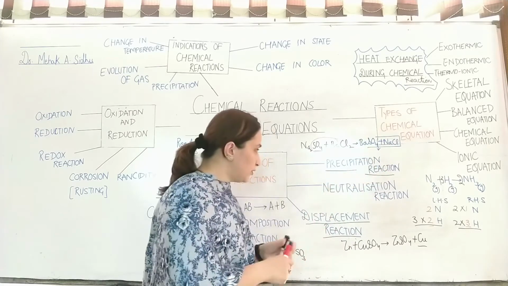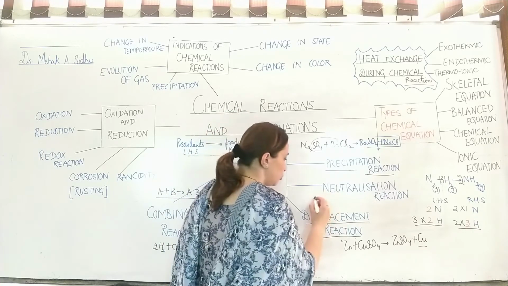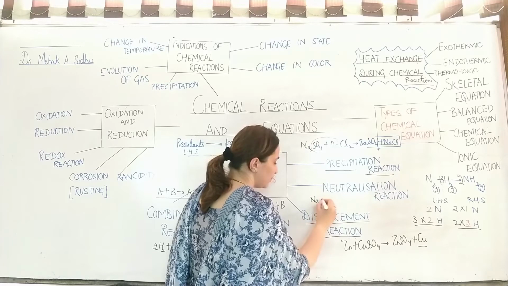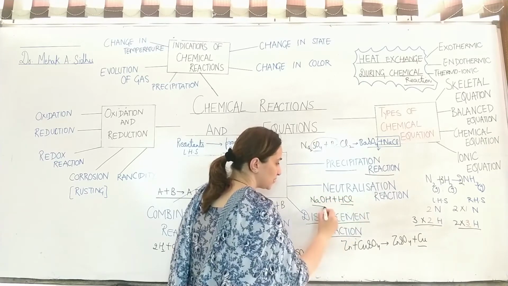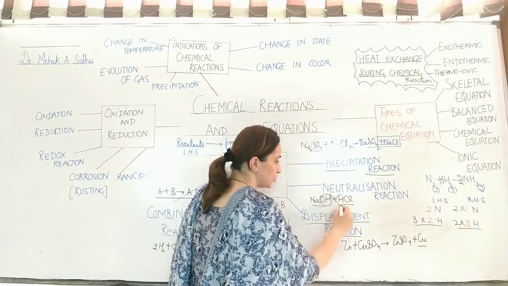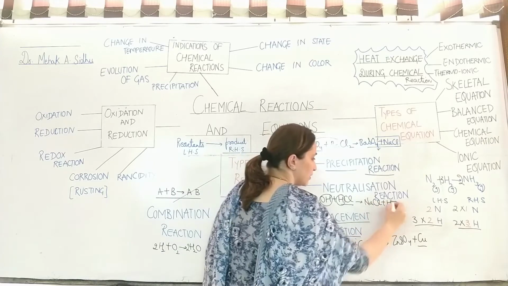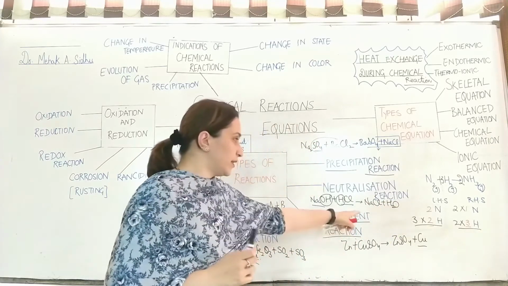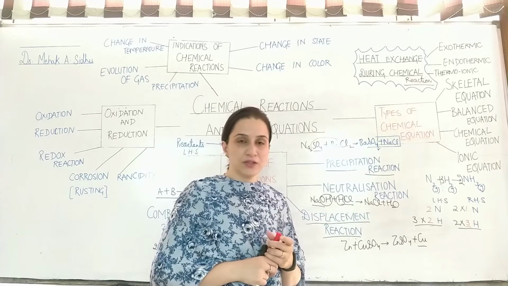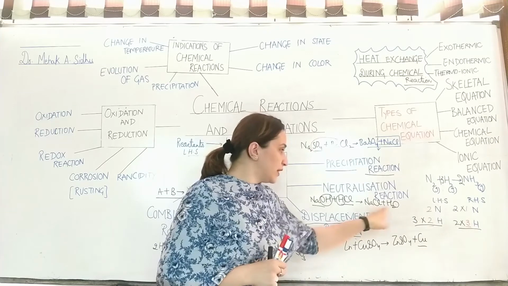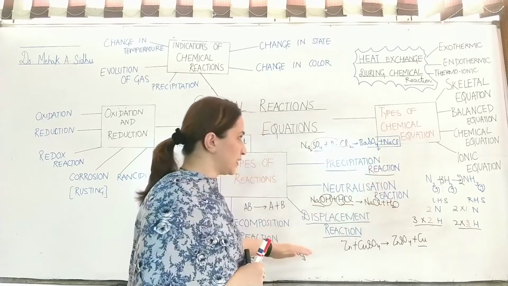So now coming to neutralization reaction. In neutralization reactions, neutral substances are formed. For example, NaOH plus HCl. It's an acid and a base. They react with each other to form salt plus water. As salt plus water are formed, this type of reaction is known as neutralization. Why is it known as neutralization? Because neutral salt and neutral water both are formed. I hope these types of reactions are clear to everyone.